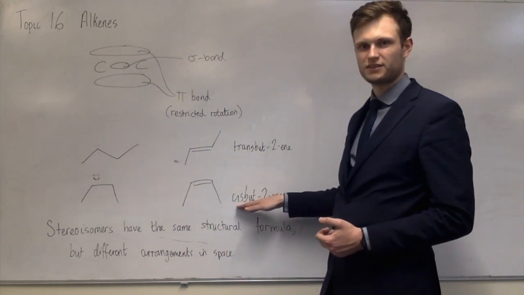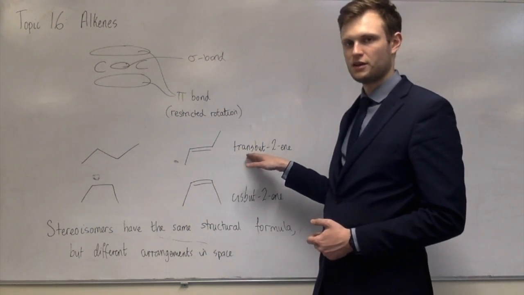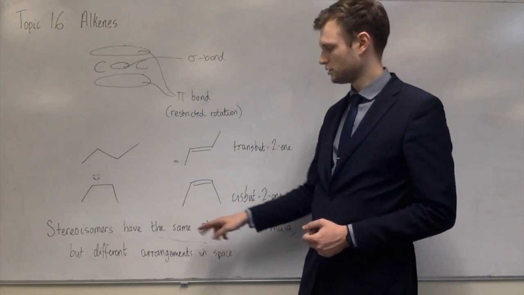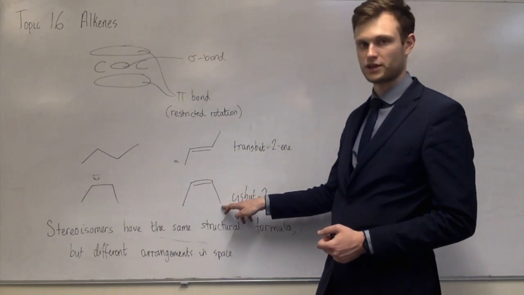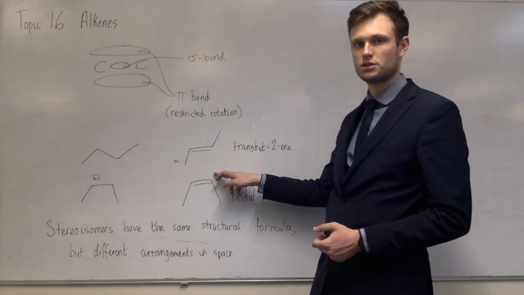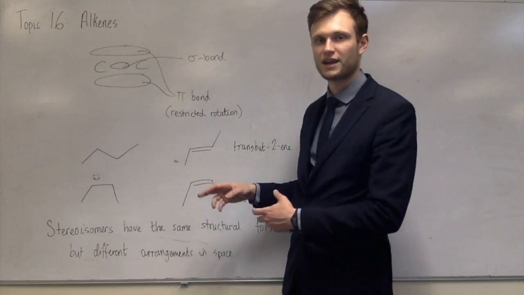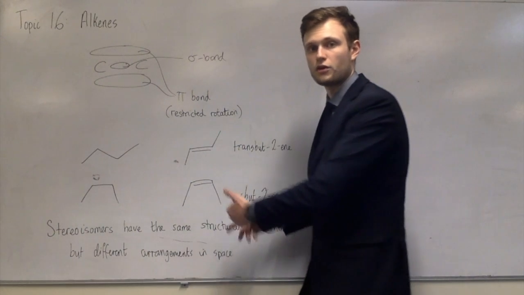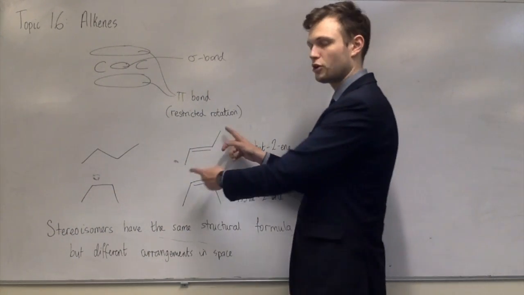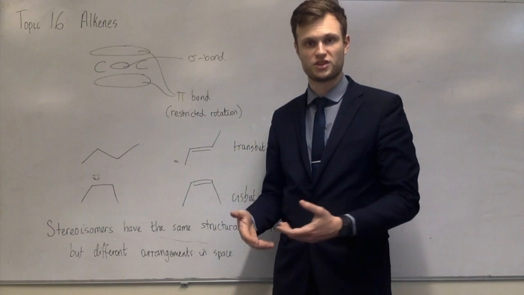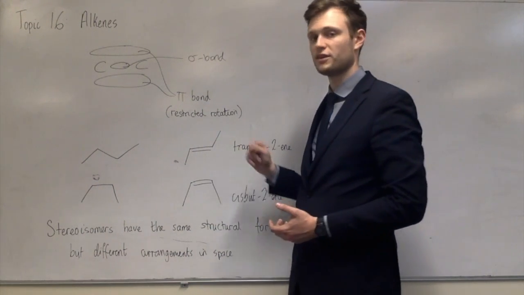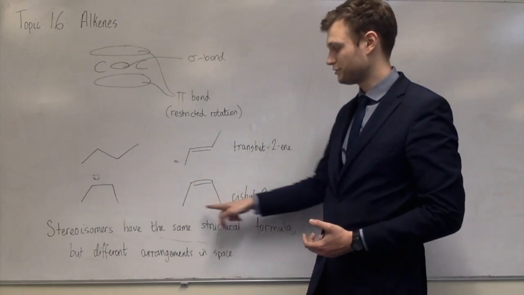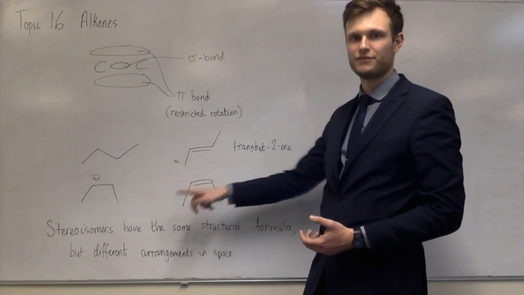This prefix cis, or this prefix trans, describes the orientation of two of the same group. So a CH3 and a CH3, or an H and an H. Those are the same group, and so you can say cis. Cis means they're on the same side. Those two groups are on the same side. Trans means they're on opposite sides. Those two groups, the groups that are the same, are on opposite sides. And that's nice. It's easy. But it doesn't work unless you've got the same group on the left and on the right.